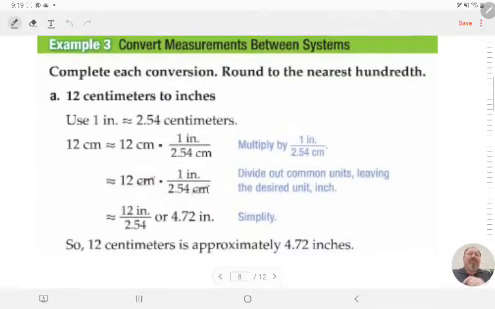So this first example says to complete each conversion, round to the nearest hundredth. Okay, so always read your instructions on where to round. So we have 12 centimeters to inches. Well, if we look at the table, 1 inch is approximately 2.54 centimeters. So since we're going centimeters to inches, we make sure that centimeter is in the denominator, and we take 12 centimeters times 1 inch over 2.54 centimeters. Then we're simply taking 12 divided by 2.54, which is going to give me 4.72 inches. Okay?